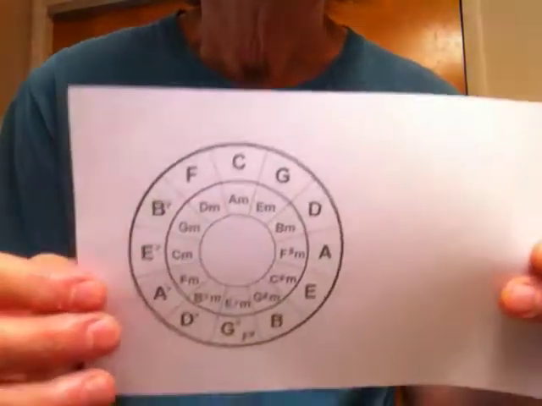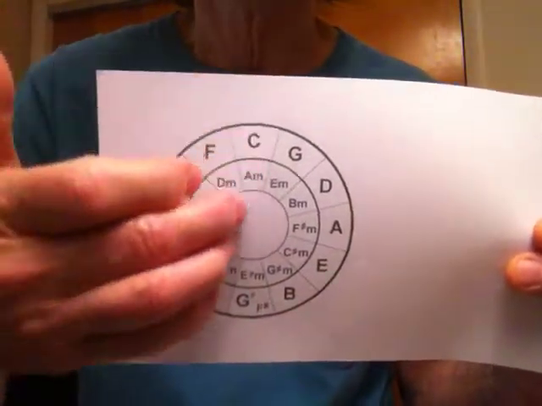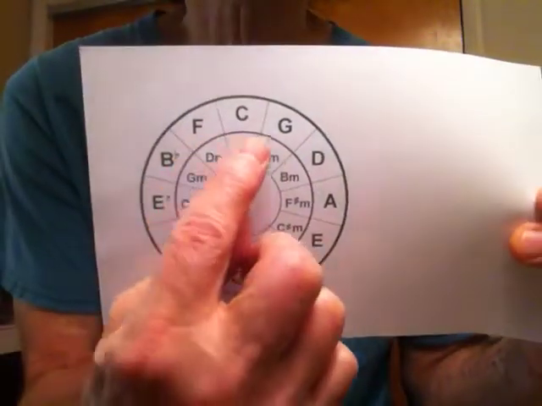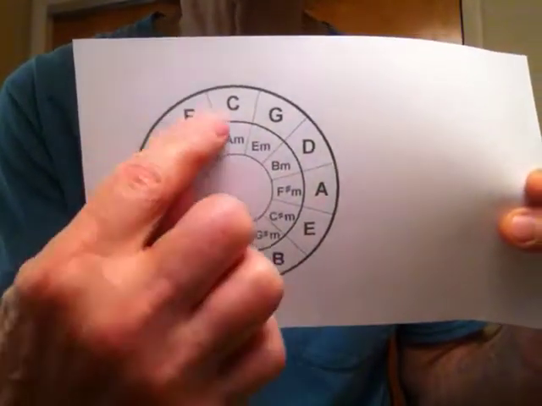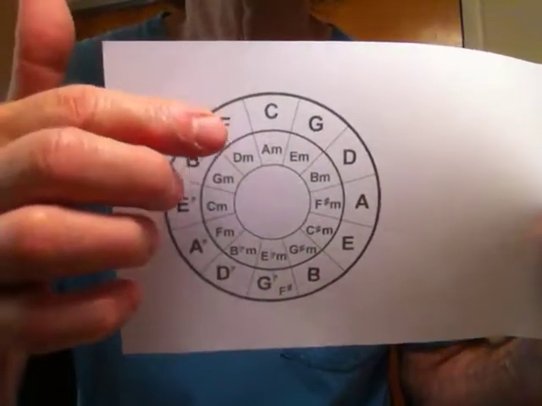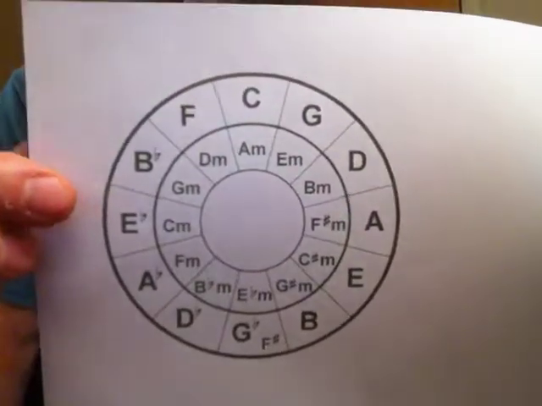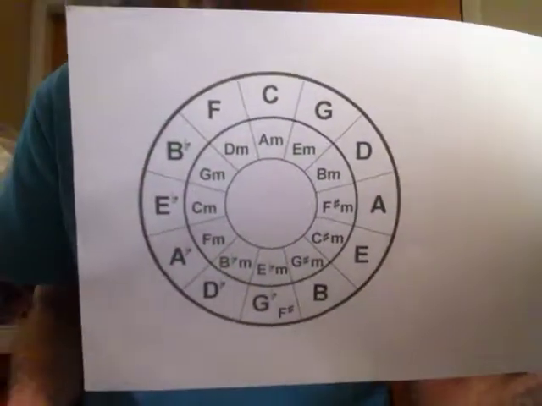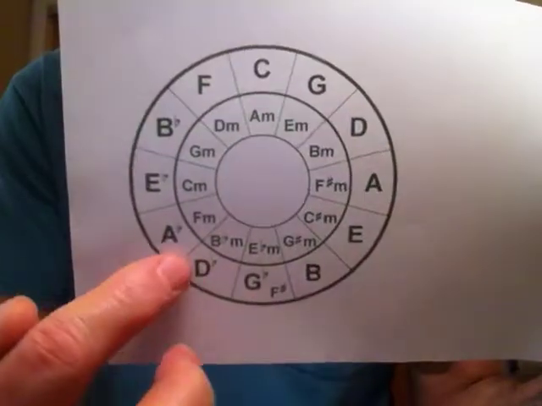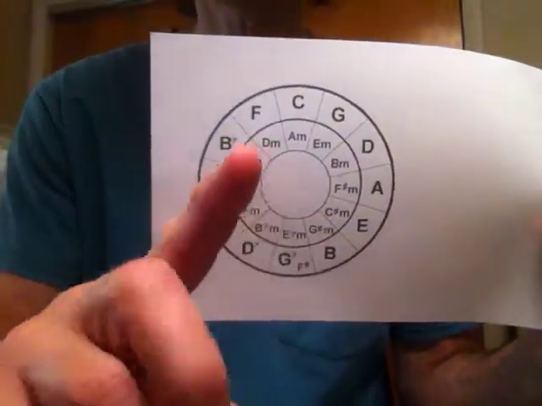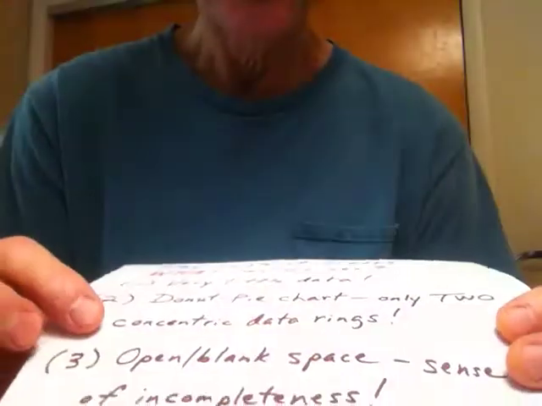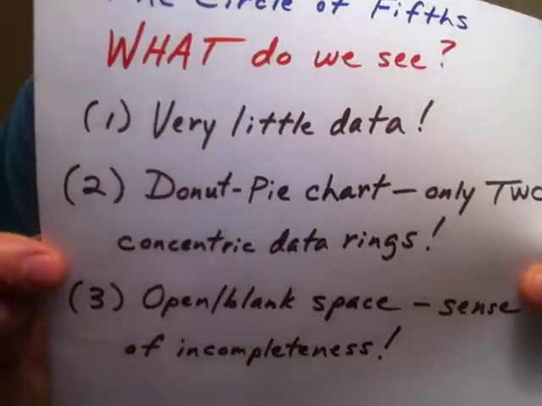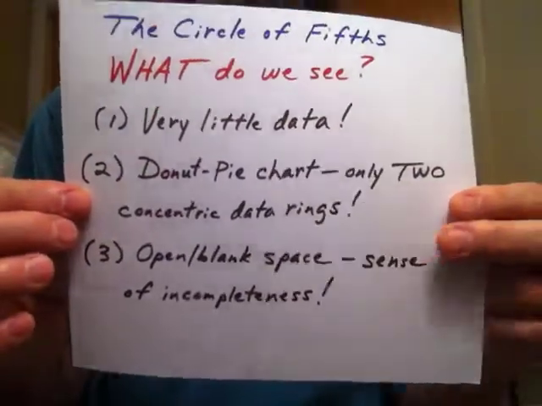And then what do we see? Well, it's a pie chart with slices, and it's also a donut chart. A donut chart is a subset, basically, of a pie chart, and we have only two concentric data rings. All right? Two data rings. So we have that donut pie chart with only two concentric data rings.